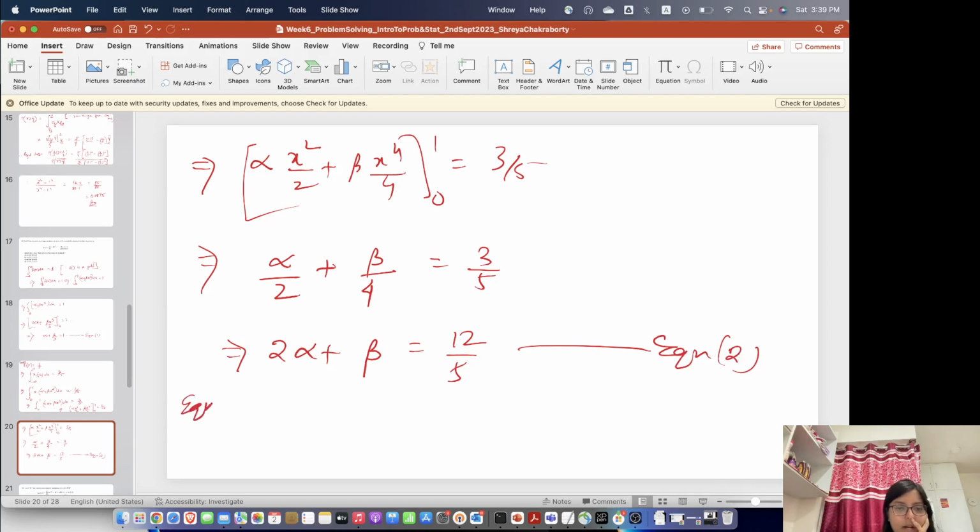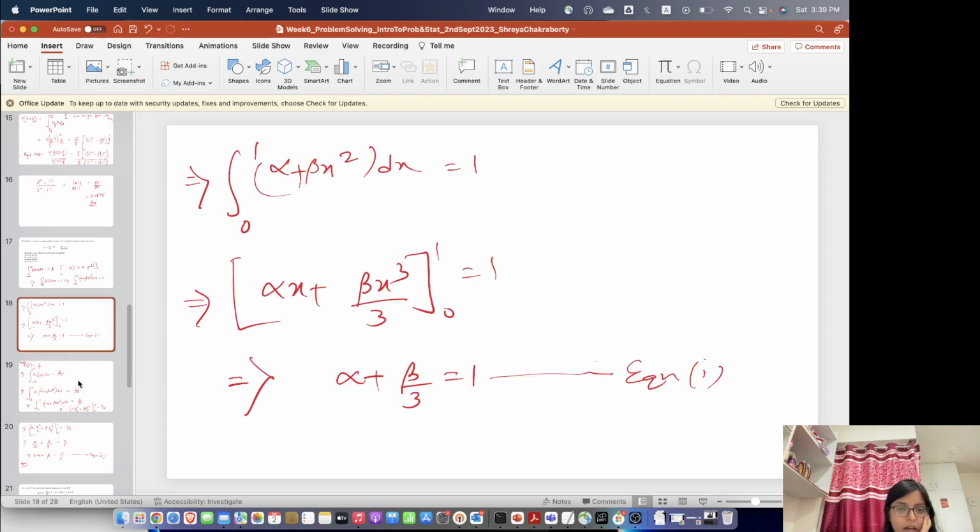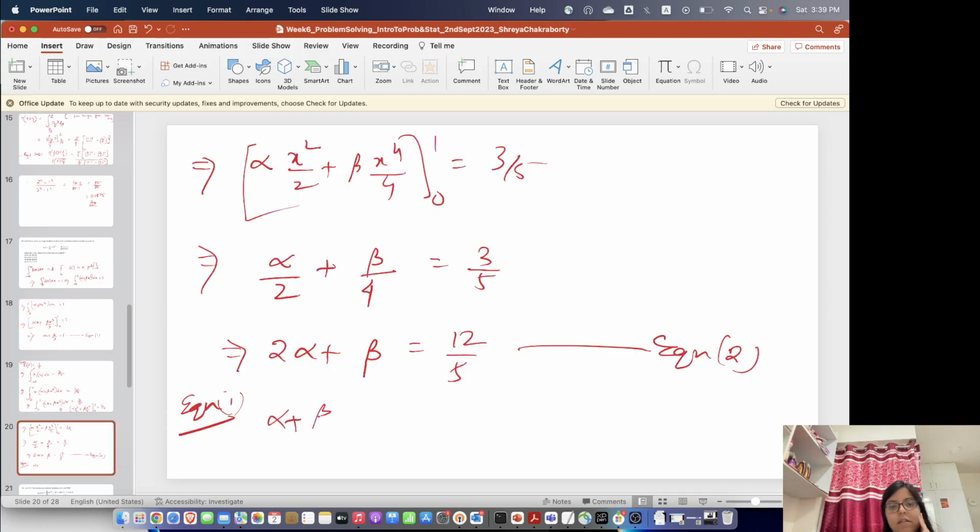And equation 1 was alpha plus beta by 3 equals 1, which implies 2 alpha plus 2 beta by 3 equals 2. Let this be my equation 3.